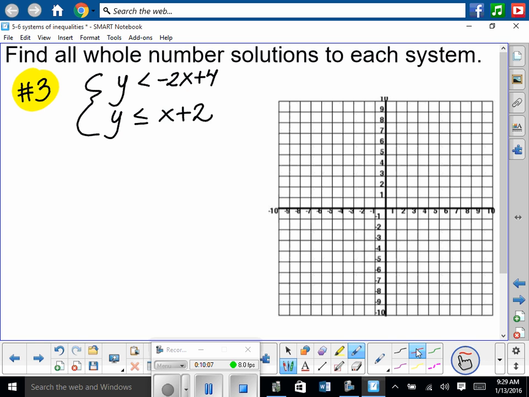So here we go, graphing this top one I'm going to do in red. Our slope is -2, our y-intercept is at 4. So I go up to 4, put a point, then I have a slope of -2. So I go down 2 over 1, down 2 over 1, down 2 over 1, and so on.